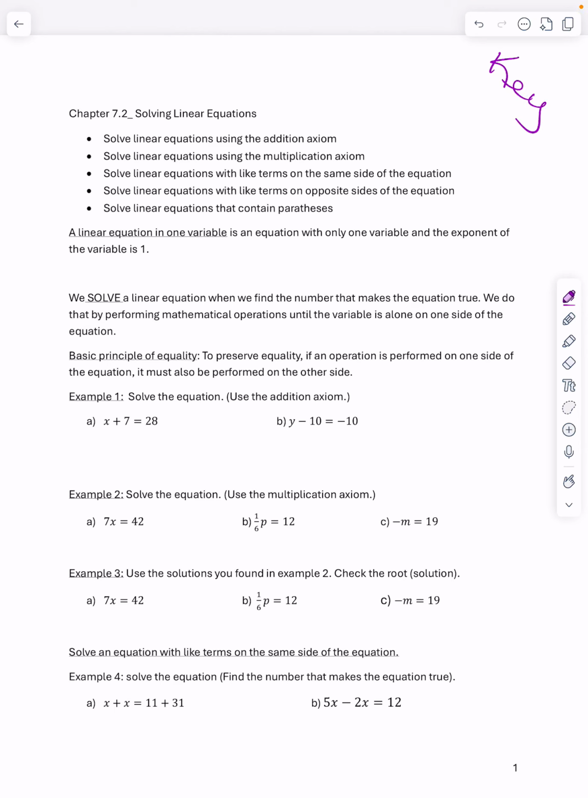Here are the MAT 1140, Chapter 7.2 recordings for the notes. These are solving linear equations. So, objectives are at the top. I'm not going to read those to you.